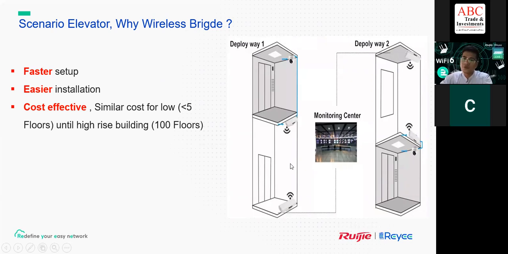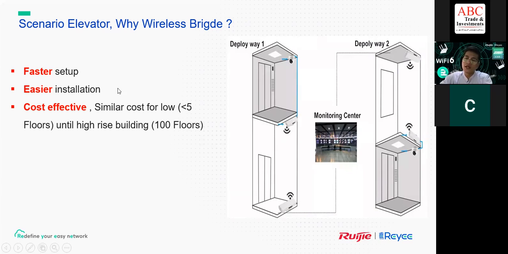You can use this elevator solution instead of the cable. You can use our CPE scenario. Here it goes from the bottom to the upper, deploying one way. Another way is you can just bridge from here to here, and you just need a small cable, not too much. So whether you have 5 floors or 100 floors, you don't need to worry about the cost anymore. You just use this one pair of CPEs and your solution will be done.